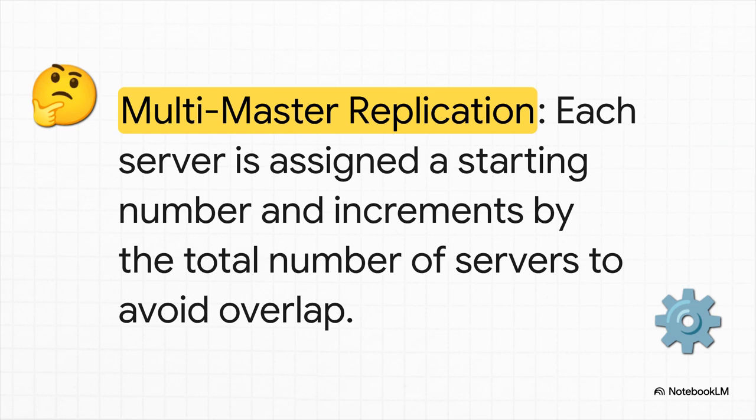First up, we have multi-master replication. Now, the idea here is actually pretty clever. If you have, say, 3 servers, you just tell server 1 to only use numbers like 1, 4, 7, you get the idea. Server 2 will use 2, 5, 8, and so on. They each have their own lane, so they never step on each other's toes.